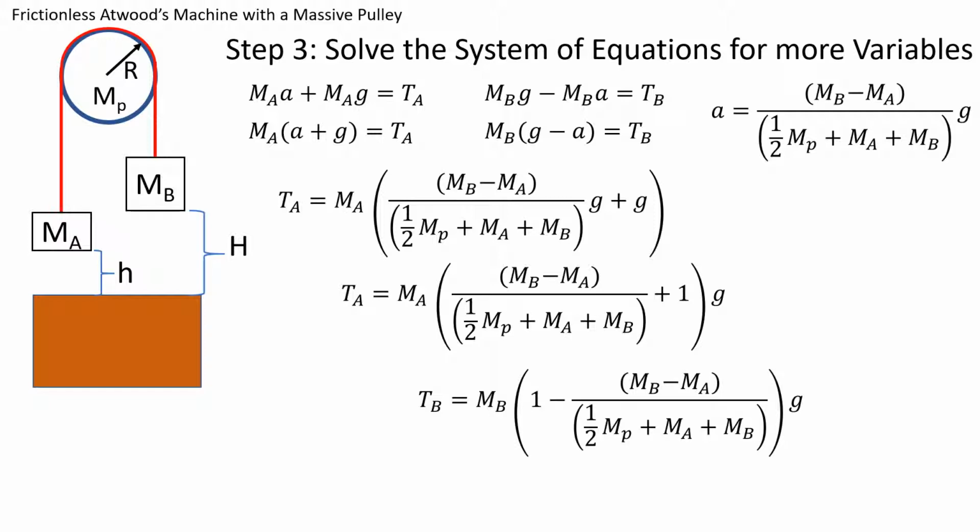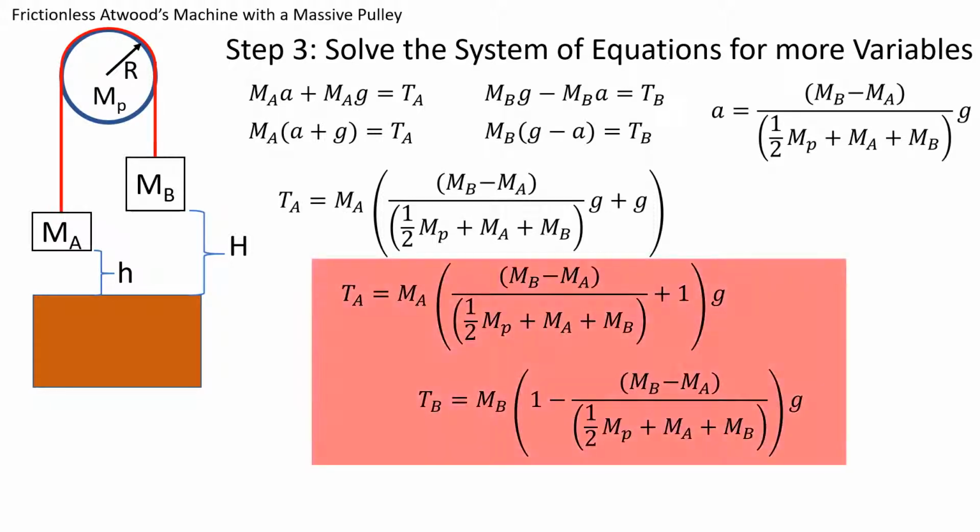For TB, the formula is very similar. The only difference is that instead of A plus G, we had G minus A. So we just need to swap the order, put a minus sign in, and we have TB equals MB times 1 minus the fraction, and then all times G. And these are our answers for the next part of the problem, which asked us what is the tension in each side of the rope.